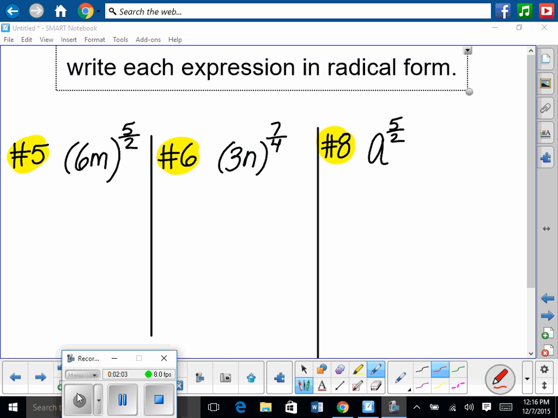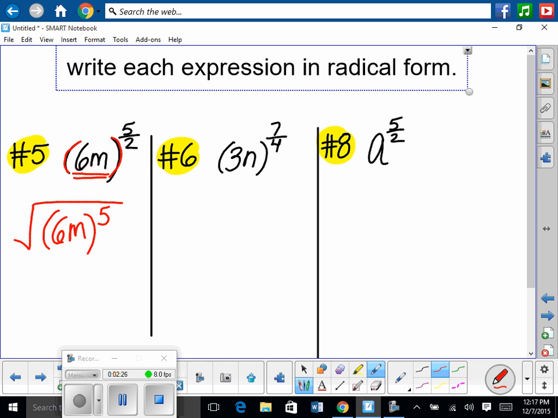The first thing to pay attention to is base 6 and base m both raised to the 5/2 power. Because of the parentheses, we know that they're both under the same root and they're both raised to the same power. So this is a square root. Now remember, square roots are always written as a blank root, but we know that's a square root. Now you have to put this 6m in parentheses, and they're both raised to the 5th power.